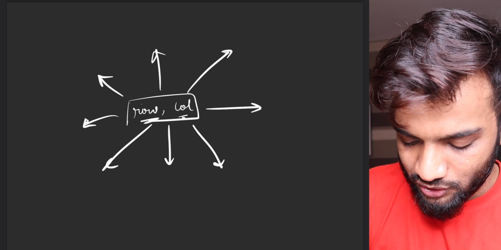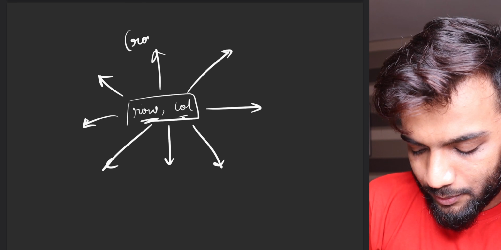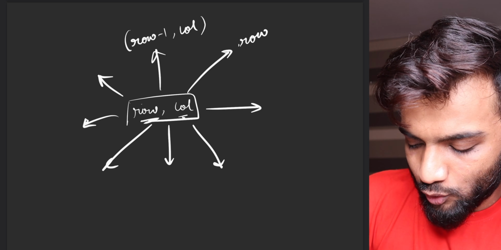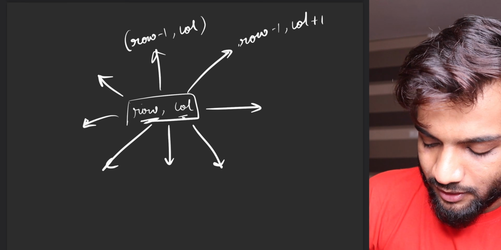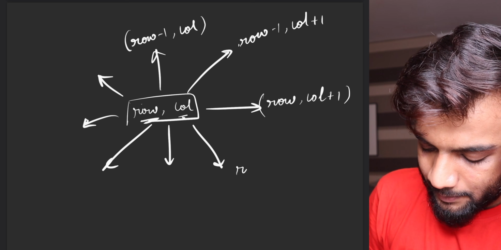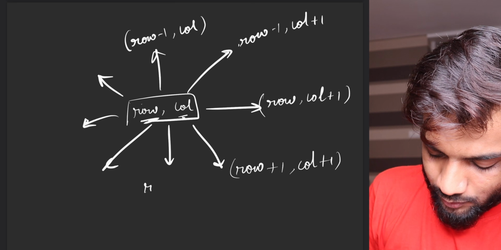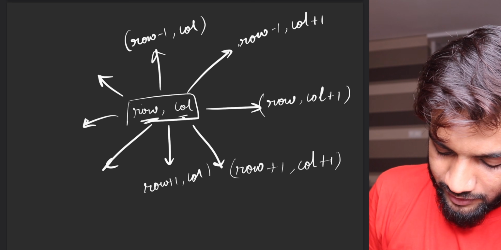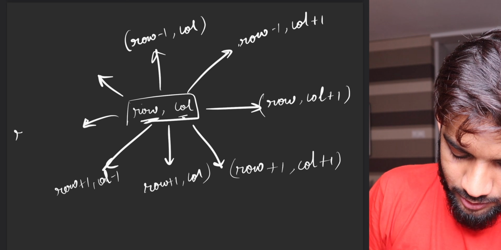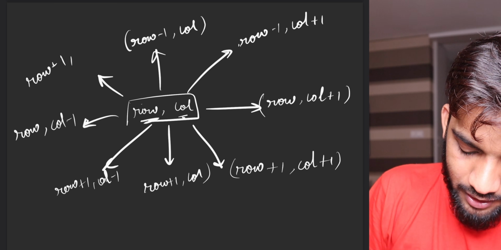So this is row and this is column. What will be the index above row? That's going to be row minus 1 column, right? What will be this? This will be row minus 1 column plus 1. Perfect. This will be row comma column plus 1. Perfect. What will be this? This will be row plus 1 column plus 1. Perfect. This will be row plus 1 comma column. Perfect. This will be row plus 1 column minus 1. Perfect. This will be row comma column minus 1. Perfect. This will be row minus 1 column minus 1.